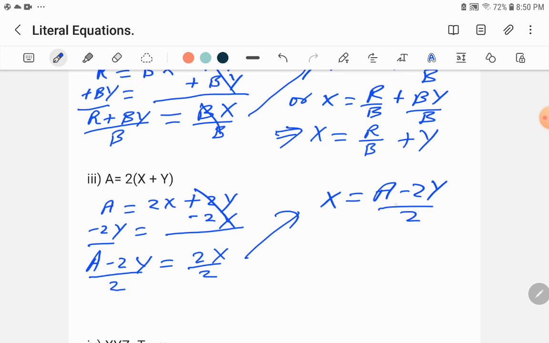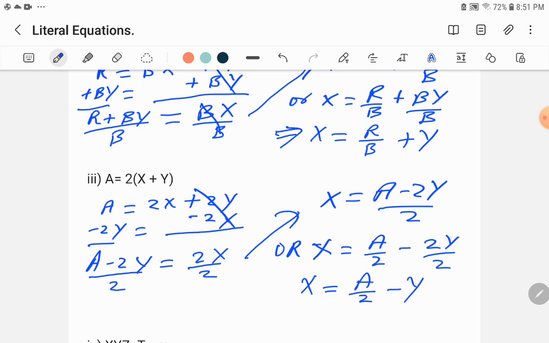Now, the 2 in the denominator belongs to every term in the numerator. So x is equal to a over 2 minus 2y over 2. And here in this last term, the 2's cancel. So that gives us x equal to a over 2 minus y. Okay, so two versions of the same answer, and in a multiple choice test, sometimes they like to be tricky and they may give you that as the answer.